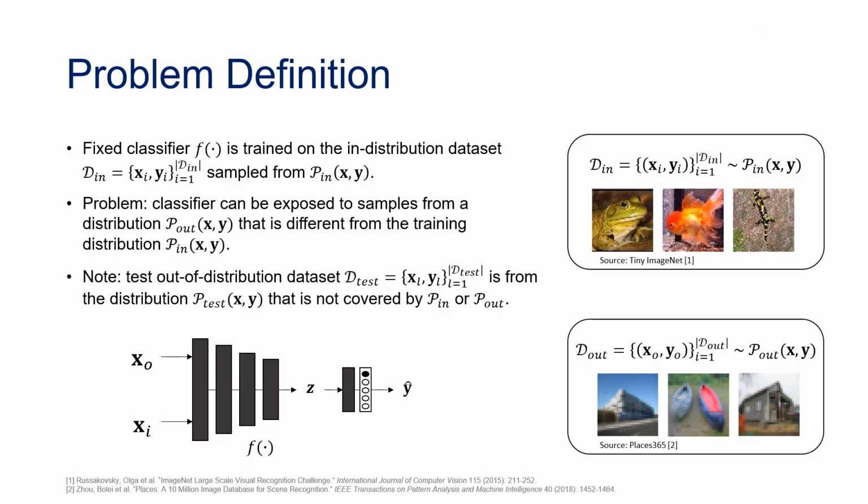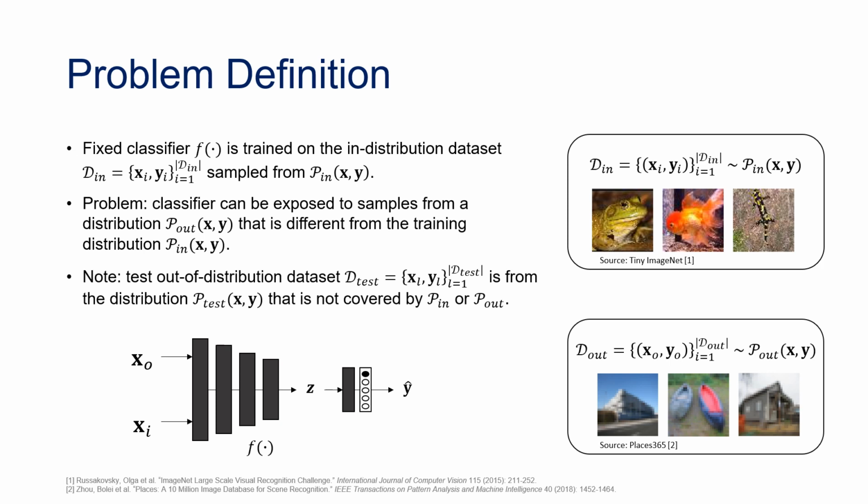First, I will start with the problem definition. So we have a classifier f that is trained on the dataset D_n, sampled from the distribution P_n. This is our training distribution. On the right side, I have an example from Tiny ImageNet. This could be our in-distribution training dataset.